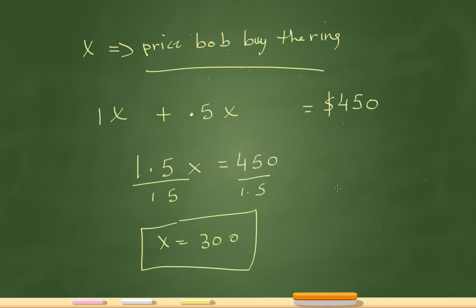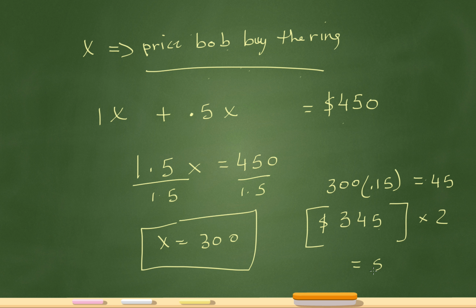Now the next part of the question is saying Bob's employees can purchase rings for 15% more than it costs Bob to buy them. So if you know that Bob buys them at $300, his employees can get it for 15% more. So let's take 15% of 300, which will give me 45. So his employees will get the ring for $345 each. The question is, how much would it cost one of Bob's employees to buy 2 rings? So if it's $345 for 1 ring, we can just multiply that by 2 to give us the final answer of $900.